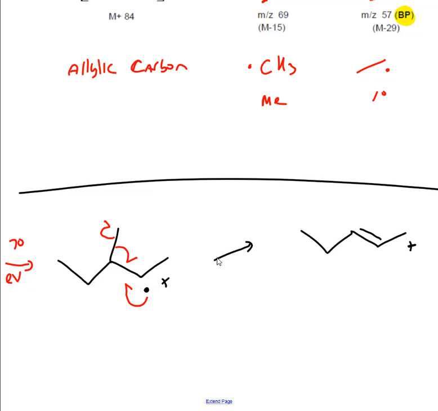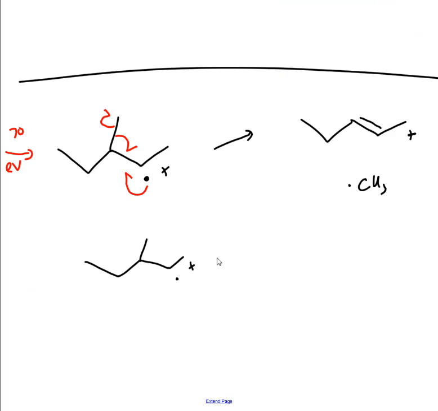This is still positive, and now you have a methyl radical. Or you can go like this. You can have the positive radical. You can show this become a double bond, and this becomes the radical. See that? So now you have the other option, which is the double bond here, and this is the radical.